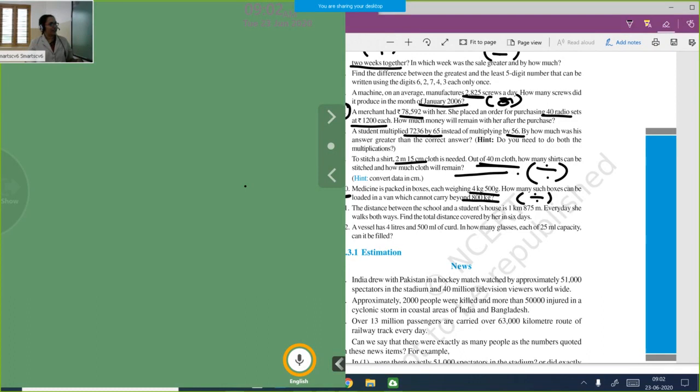We are starting with the math. Okay. So where we stopped, children? We stopped at exercise 1.2, question number 10. Up to question number 10, we had done in the last class.